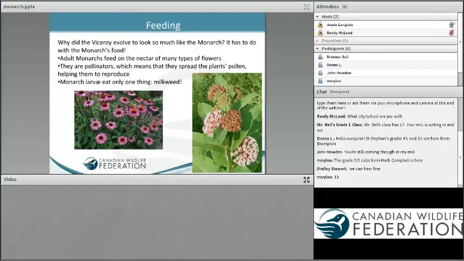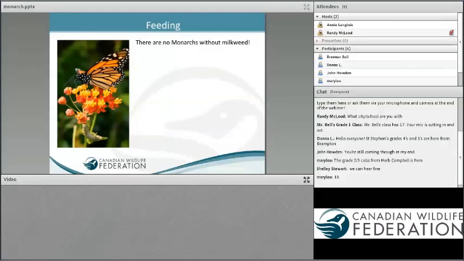But the larva of the monarch, the caterpillar, doesn't do that. He eats only one thing, and that's milkweed. That's the picture right beside those pinkish flowers. That's a specimen of milkweed. And part of the answer we're looking for, why the viceroy looks like the monarch, is actually linked to the milkweed here. So we're going to talk a bit more about milkweed and you'll understand better.